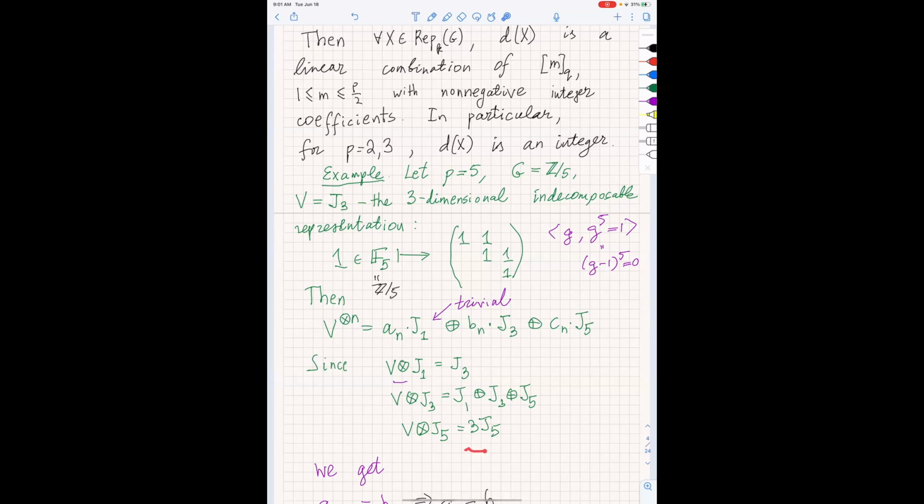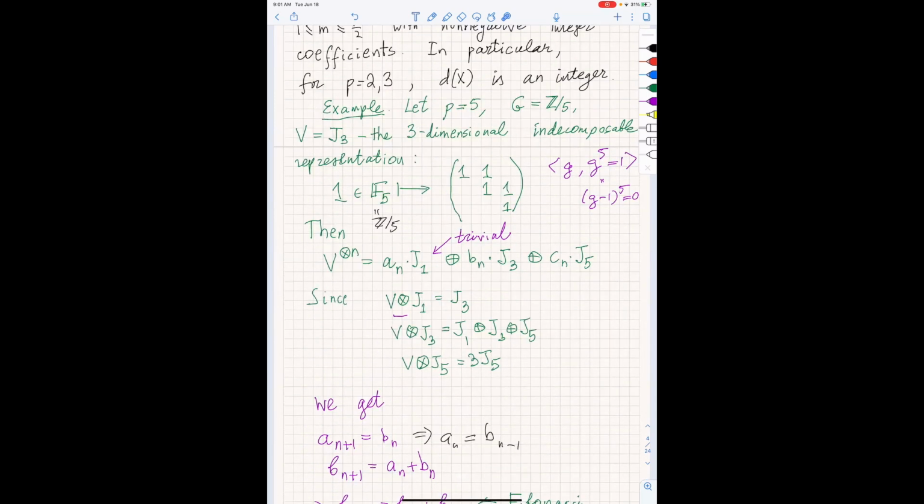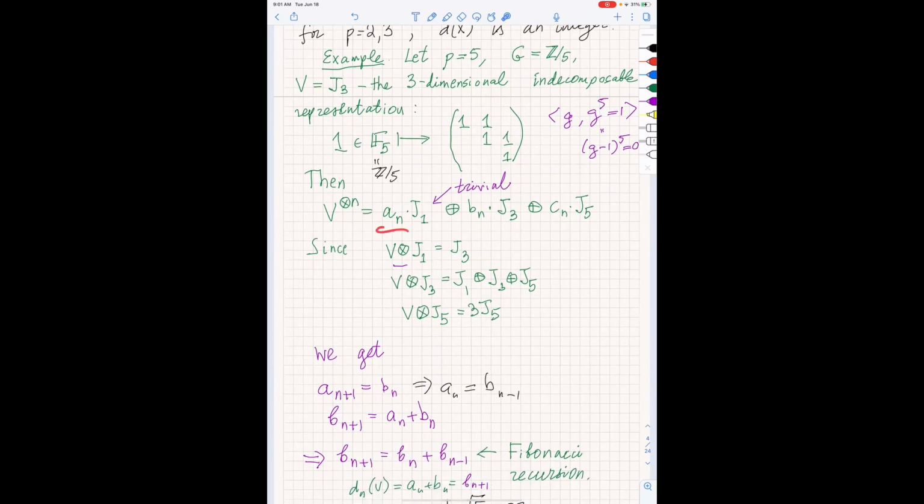So it has to be 3 times J5, which is different from characteristic 0, where you get J3 plus J5 plus J7. But in this case, we don't have a J7. And so when you reduce from characteristic 0 to characteristic 5, J3 plus J7 gets glued into 2 copies of J5. And so what you get from these rules, well, first of all, you see that you never get any even Jordan blocks. And also you get some recursions for these AN, BN, and CN.